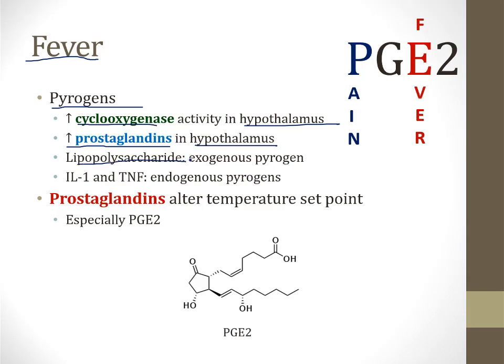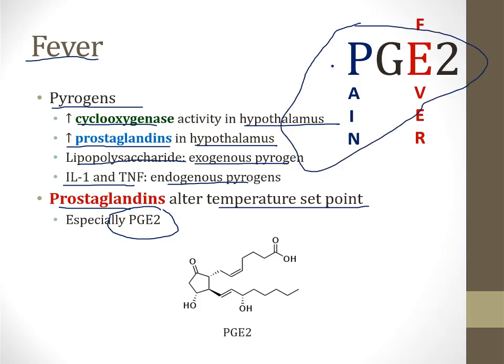Lipopolysaccharide, which is found in many bacteria, is called an exogenous pyrogen because it comes from outside the body. IL-1 and TNF are cytokines. These are produced in the setting of inflammation, and these are endogenous pyrogens because they come from within the body. And so these pyrogens lead to higher levels of prostaglandins in the hypothalamus, and that's what raises the temperature set point. And of all the prostaglandins, the most important one for you to remember as regards to fever is PGE2. And like I told you before, PGE2 also causes pain, and pain and fever are both in the name PGE2.